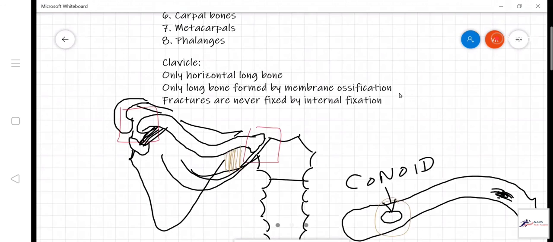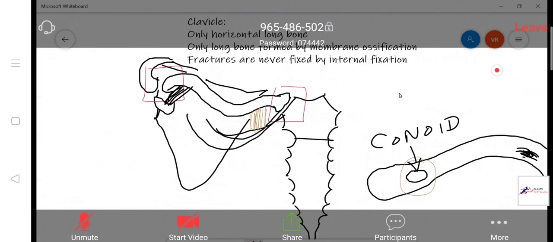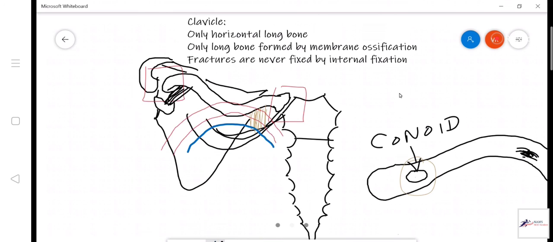Another reason why they are never fixed by internal fixation is the fact that of any kind of manipulation. Now you have to see the clavicle: right under the clavicle is where you have the subclavian artery passing like this, and also the subclavian vein. Since the subclavian artery and vein pass just under the clavicle, they are called the subclavian. Sub means under, clavian means of the clavicle.